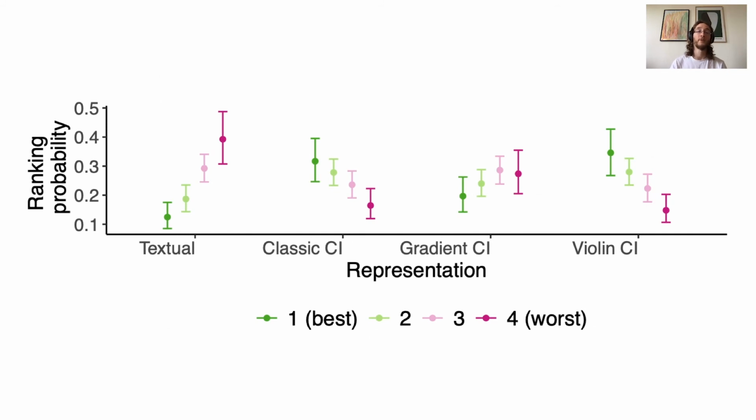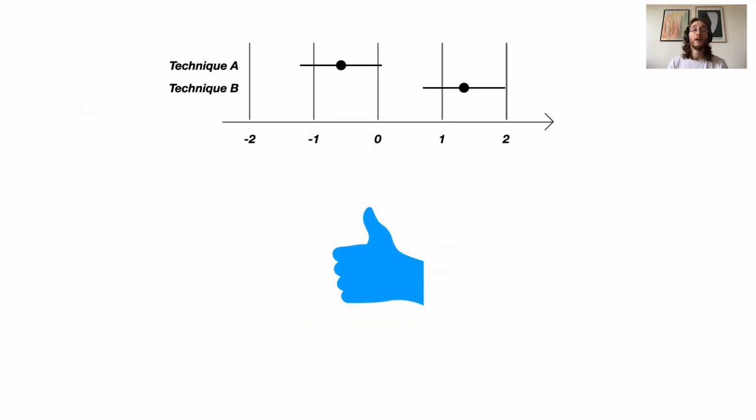We also asked participants to rank their preferences, and it seems that classical CIs and violin confidence intervals are the favorite options, probably because participants are used to seeing them. There are other cases when dichotomous interpretations can happen. Let's look at this one.